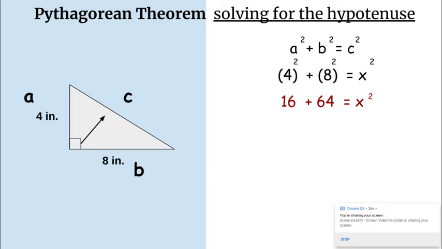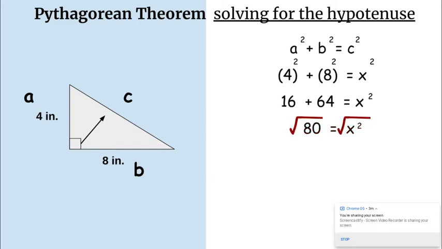Our last step is to solve for x. In order to do that, we're going to add 16 plus 64, and we'll get 80 equals x squared. Now, x isn't by itself yet, so we are not done. In this problem, most of the time, you're going to be asked to get your answer in simplest radical form. Now, we learned that today in class, so now we're going to practice that.